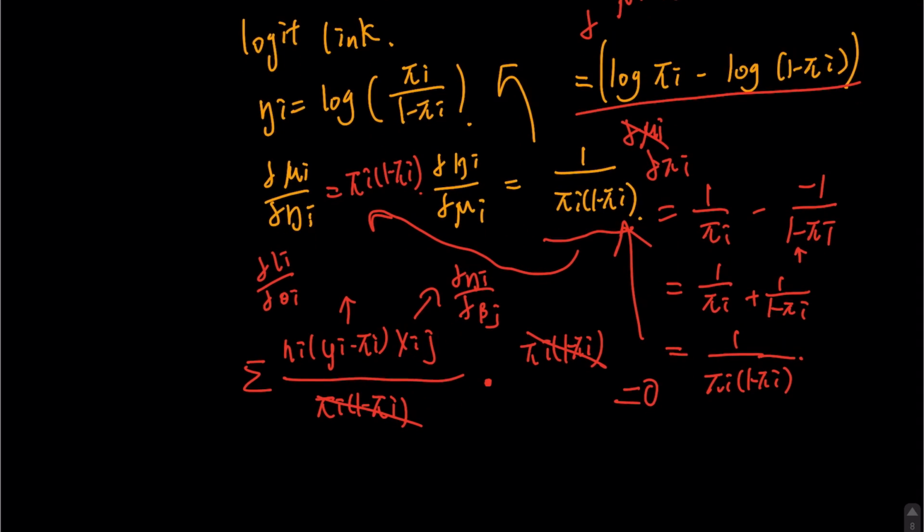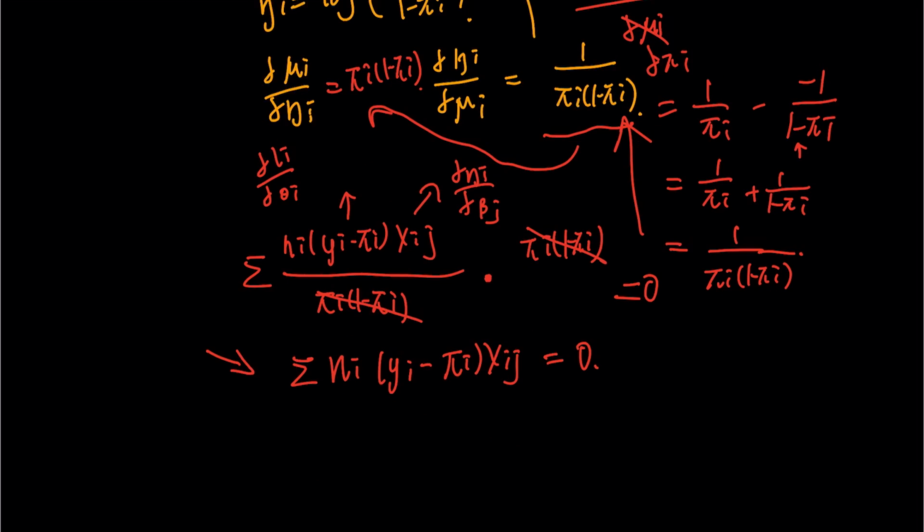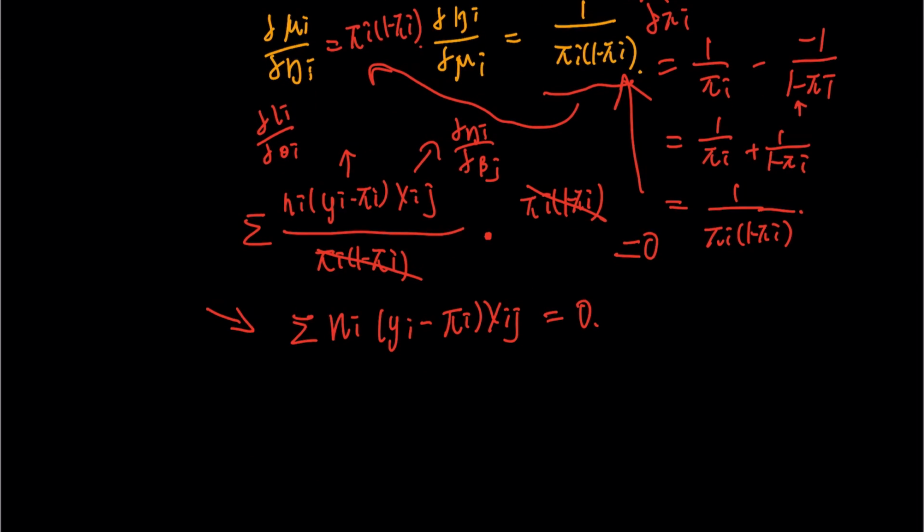So it's a lot easier than the normal link, sum of (yi minus mu i) xij equal to 0, and the likelihood equations finally simplify to the estimating equations that I just wrote. So you might ask me, where is beta j in this equation? We were estimating beta j, but I don't see beta j.